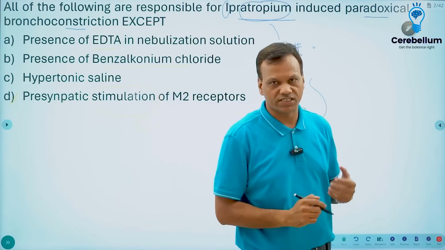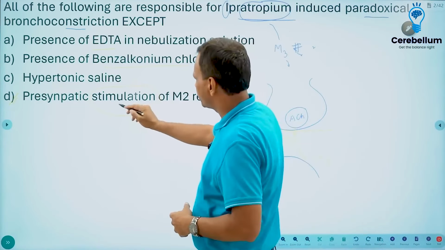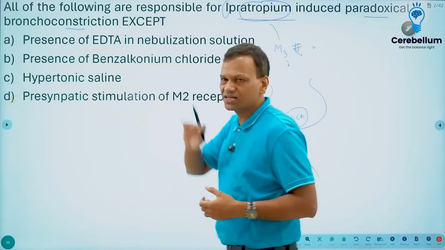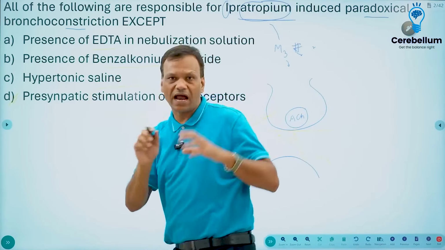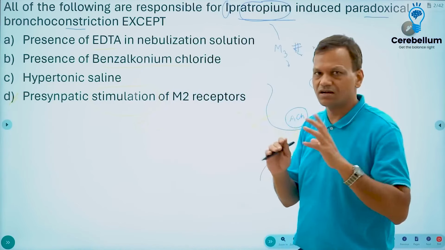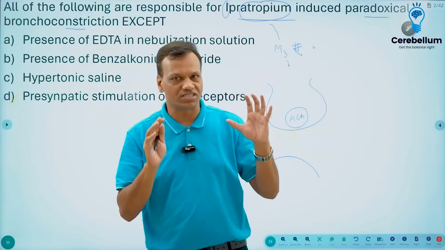Now what is the controversy? The controversy is, in some institutes, they have written presynaptic inhibition here only, but instead of that, they are giving the answer as hypertonic saline does not cause bronchoconstriction. I feel this is a wrong concept. Hypertonic saline is a strong bronchoconstrictor.